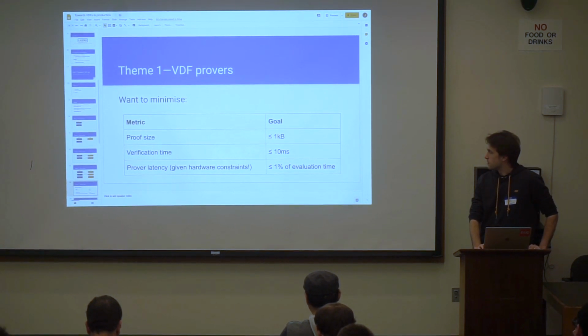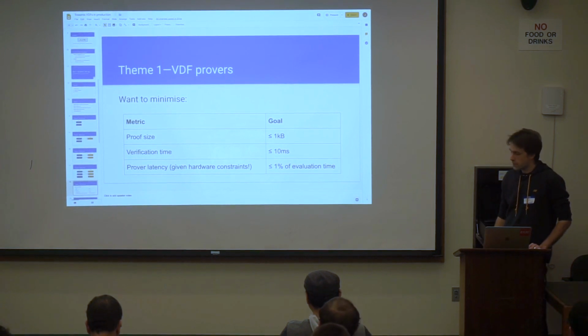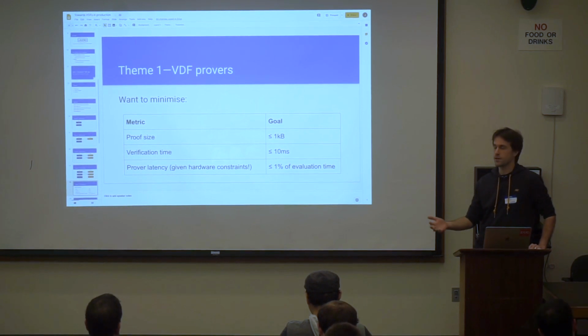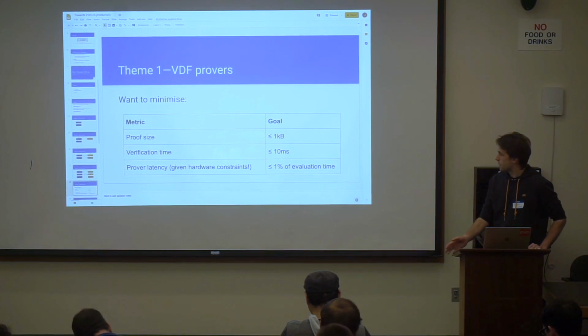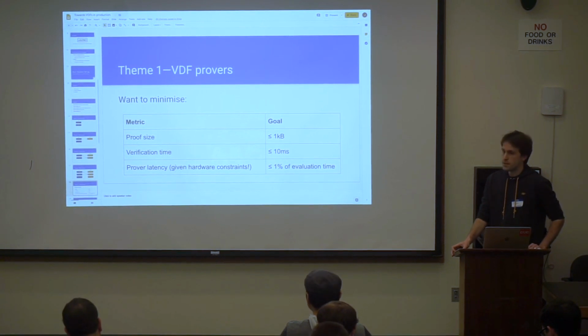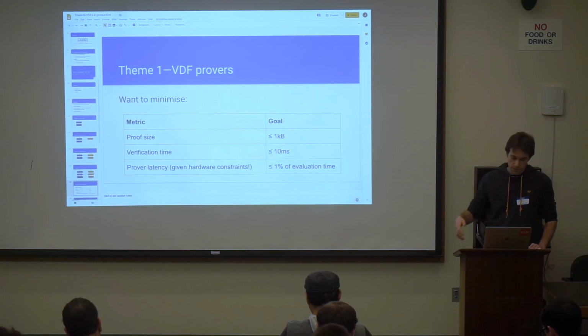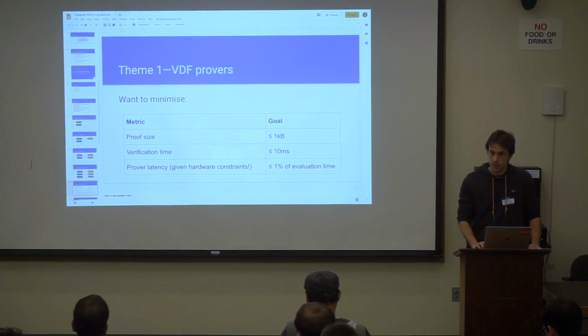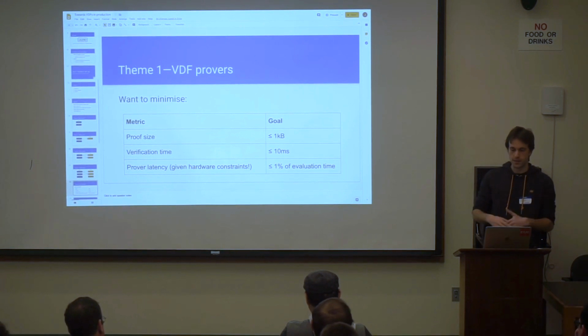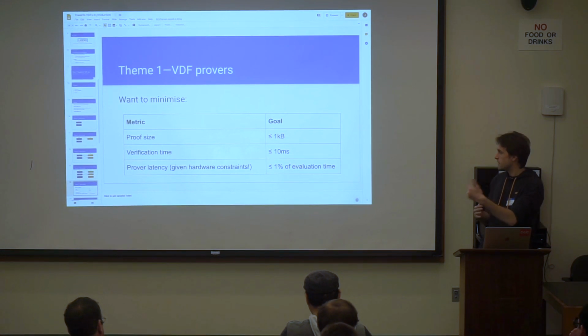So one of the goals for the VDF ASIC is to try and be relevant to as many applications as possible. We won't have many shots at building an ASIC, and so we'd like it to be relevant to many different blockchain projects and use cases. And so I guess this would be some of the ideal properties of the prover that we want. We'd want the proof size to be less than 1 kilobyte, verification less than 10 milliseconds, and we want the prover latency, which is the amount of extra time you need to build the proof after you've done the evaluation, to be less than 1%.